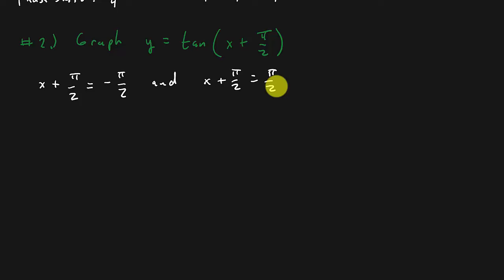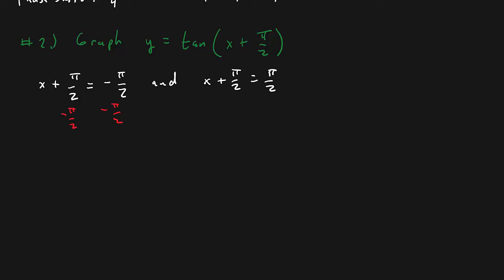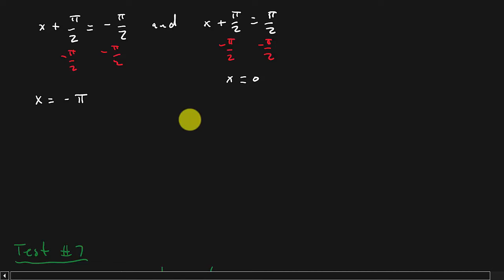So we solve. Here we're going to subtract pi over 2 from both sides. That's going to be x is equal to negative pi. And for this one, if we subtract pi over 2 from both sides, that's going to be x equals 0. And so that's what we're graphing the tangent over.